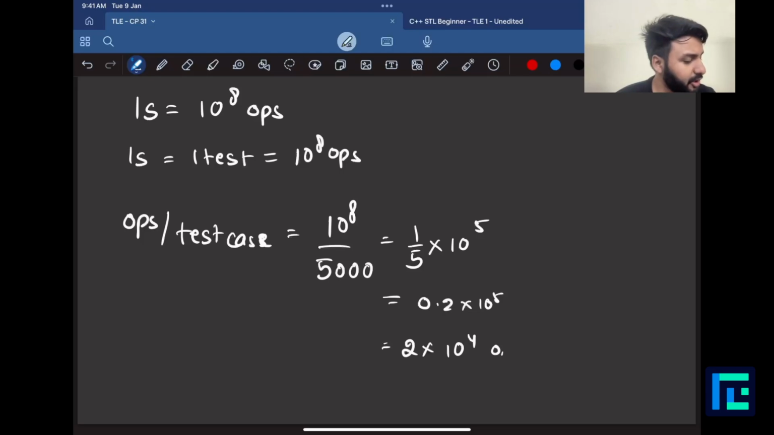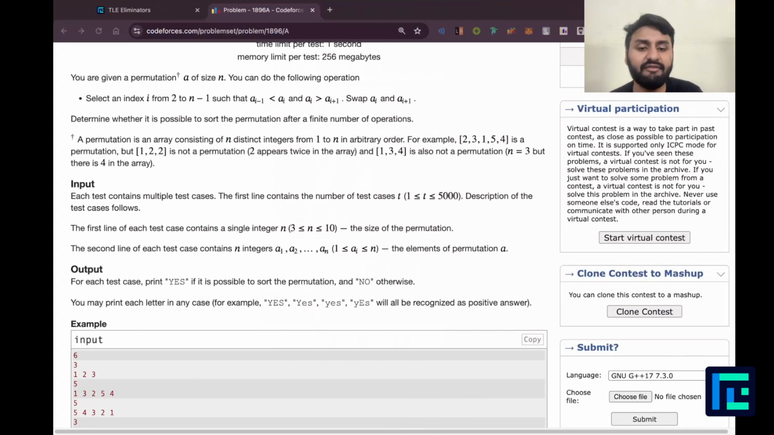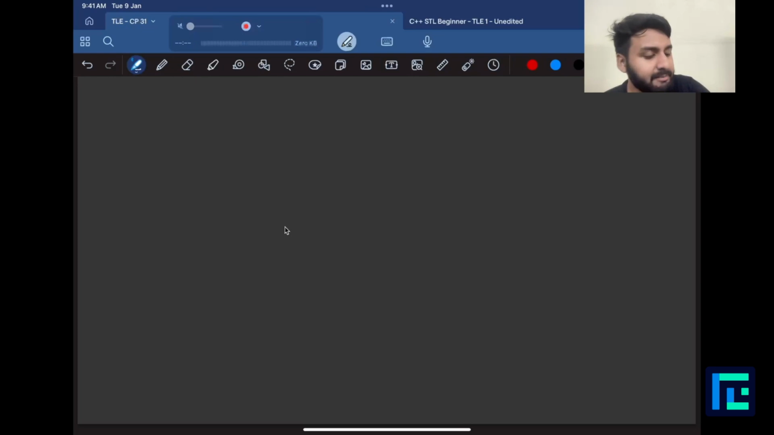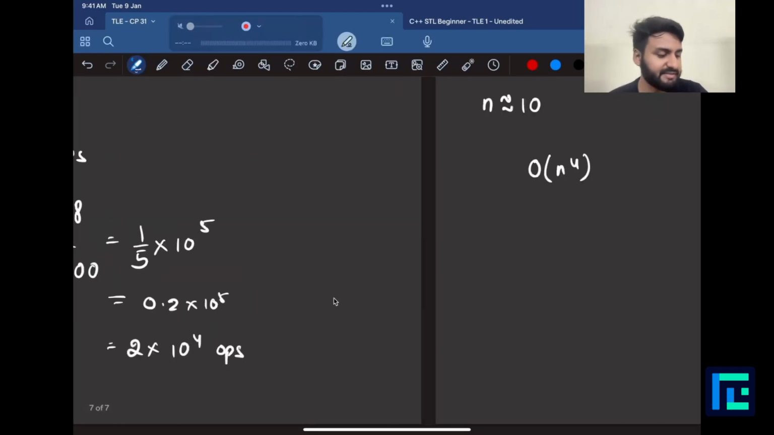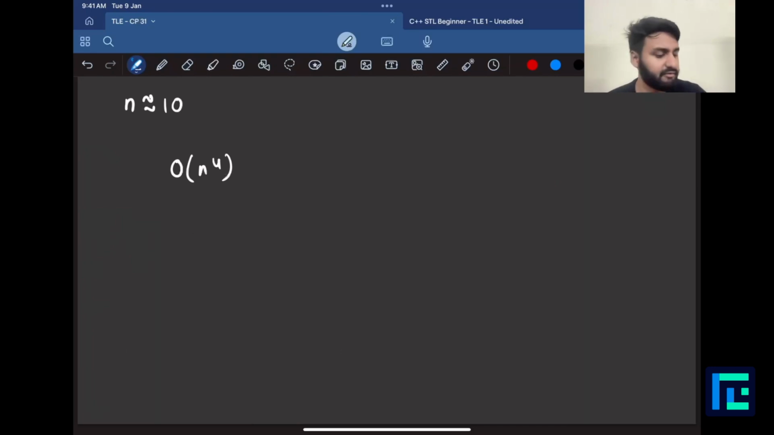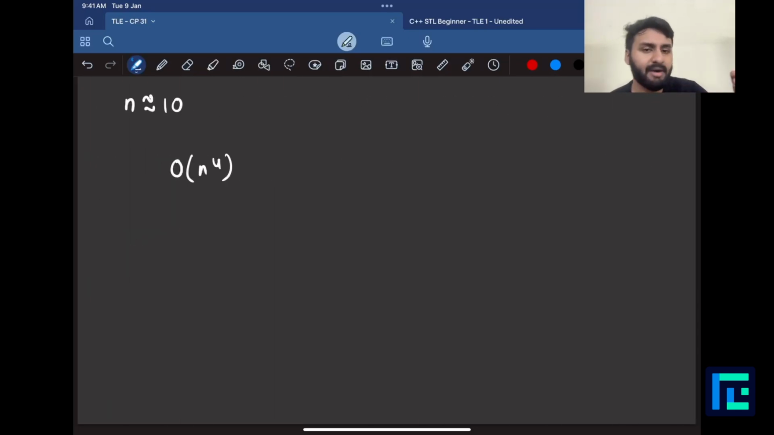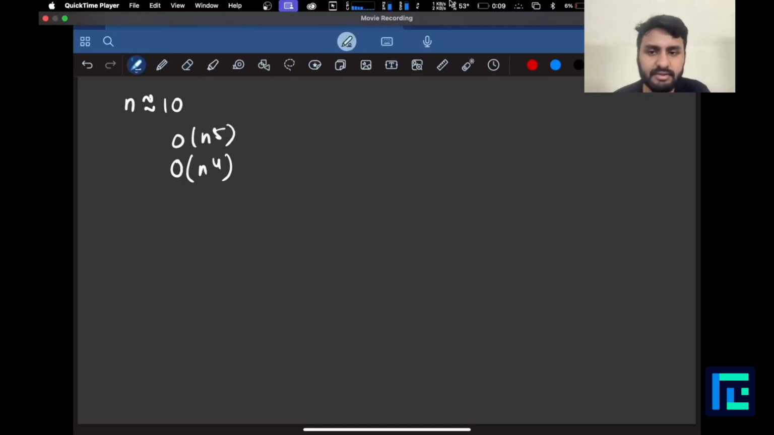Now this is very important. 2 into 10 power 4 elementary operations per test case is important because of n over here, which is good to assume will be the main term in my time complexity, n being of the order of 10 only. I know I can create solutions up to n power 4. n power 4 means 10 power 4 operations, keeping n as 10, and 10 power 4 is less than 2 into 10 power 4 operations. So O of n power 4 goes, but if I go above this, that is n power 5, will this go? Of course not, this is not going to work.